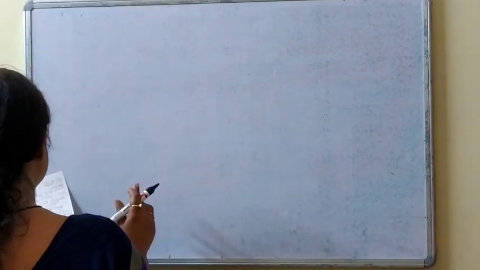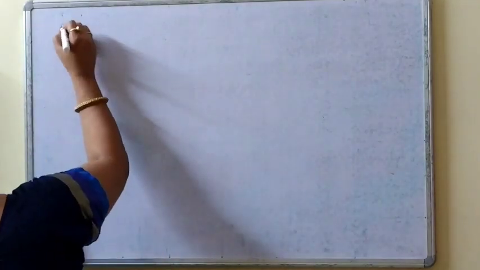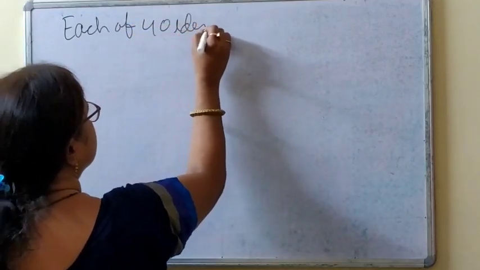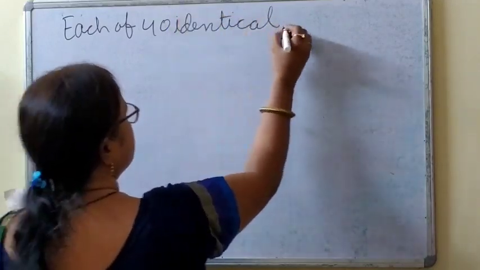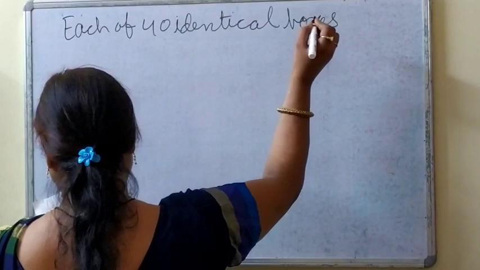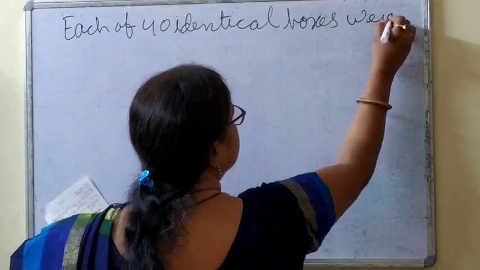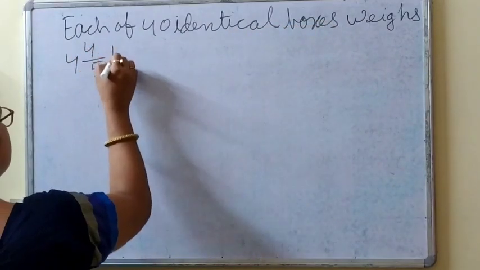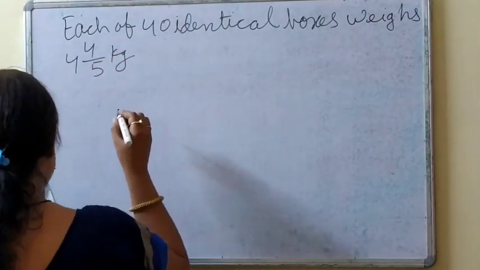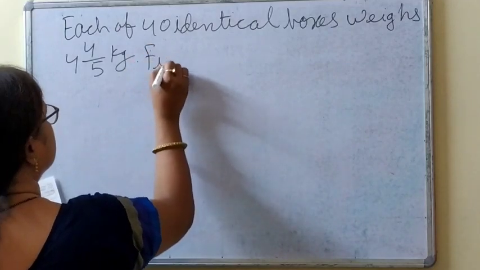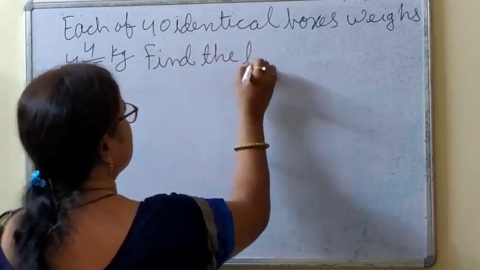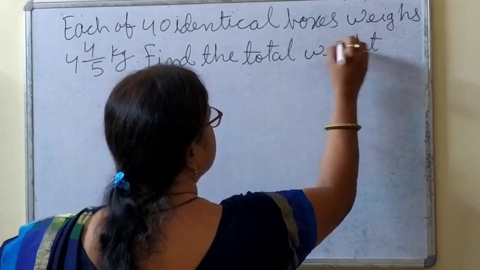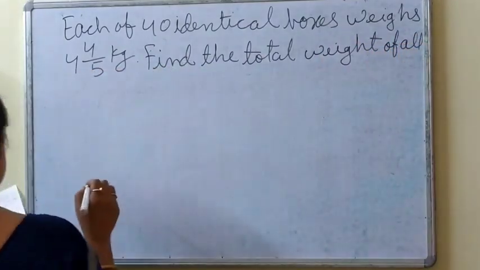Each of 40 identical boxes weighs 4 by 5 kg. Find the total weight of all the boxes.